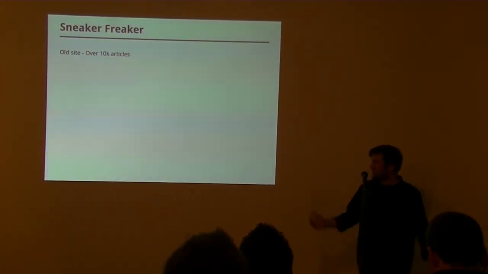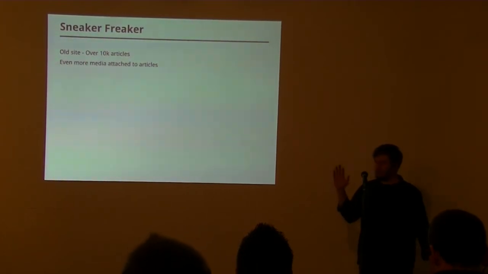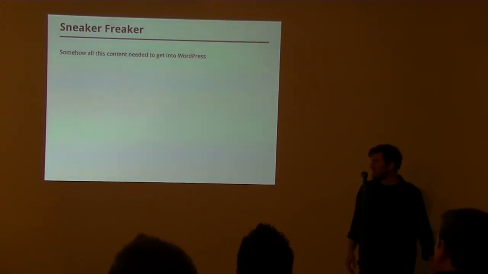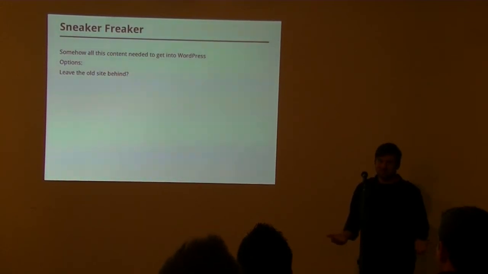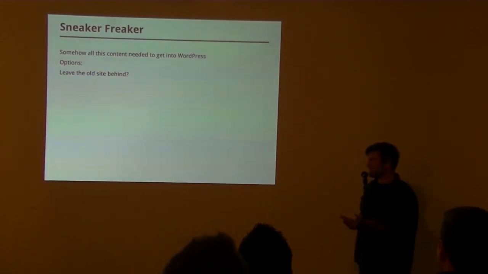So the old site had over 10,000 articles, even more images, videos, etc. attached to those articles, associated taxonomies, distinct content types. Somehow all this content needed to get into WordPress. I mean, the options. Someone said leave the old site behind. I don't know if anyone's into SEO here, but your hair would have turned grey if you heard that.